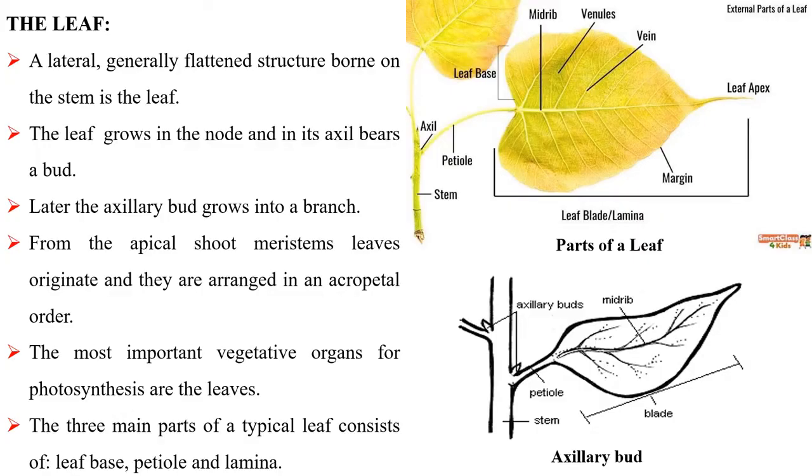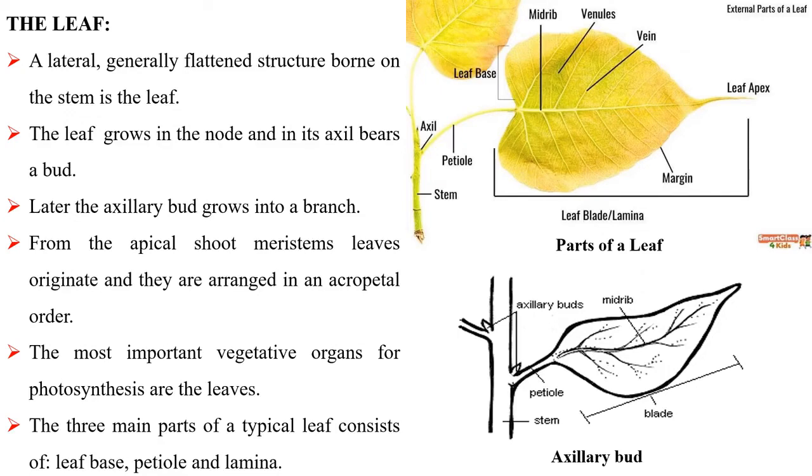The leaf. A lateral generally flattened structure borne on the stem is the leaf. The leaf grows in the node and in its axil bears a bud. Later, the axillary bud grows into a branch. From the apical shoot meristems, leaves originate and they are arranged in an acropetal manner. The most important vegetative organs for photosynthesis are the leaves.